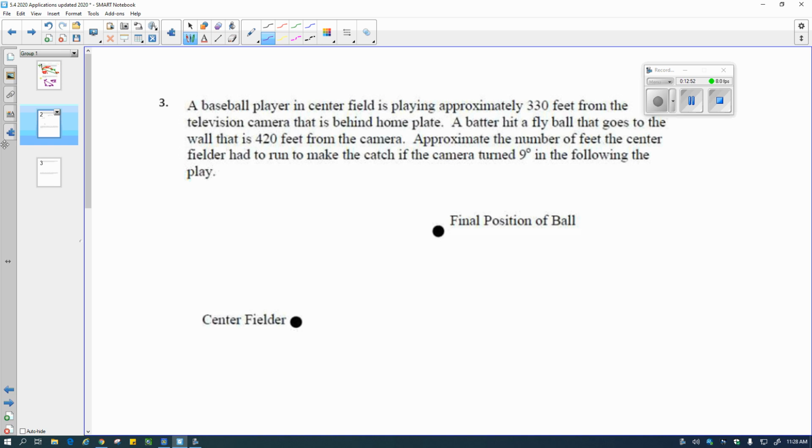So in this problem, we have a baseball player in center field, and he's playing approximately 330 feet from the television camera that's behind home plate. A batter hit a fly ball that goes to the wall that is 420 feet from the camera. Approximate the number of feet the center fielder had to run to make a catch if the camera turned 9 degrees in following the play.